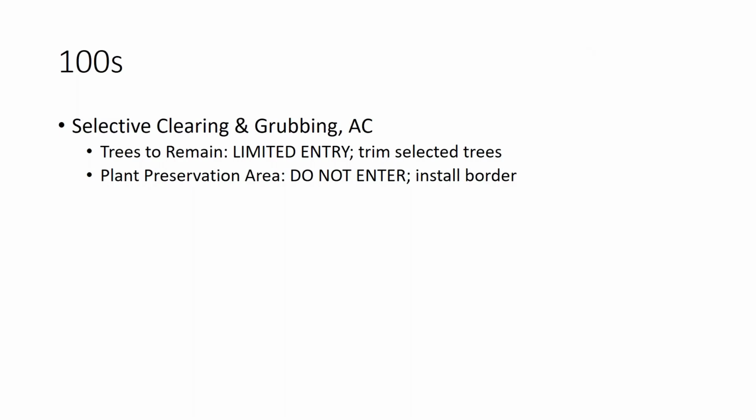Selective clearing and grubbing is a per acre item. We have 2 options within the selective clearing and grubbing. The first is for trees to remain, and this is for use in locations where we want to allow just limited entry, and the contractor may be required to trim selected trees. The second item is for plant preservation areas. Basically, this is a big do not enter border that is placed around the area, and payment is for installing that border.